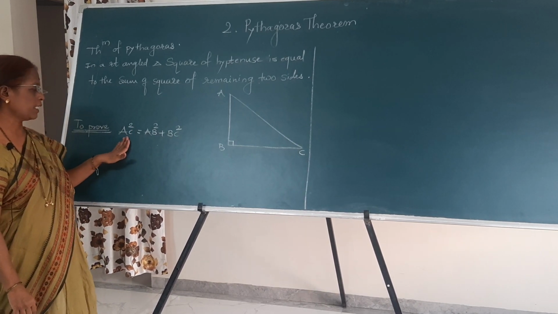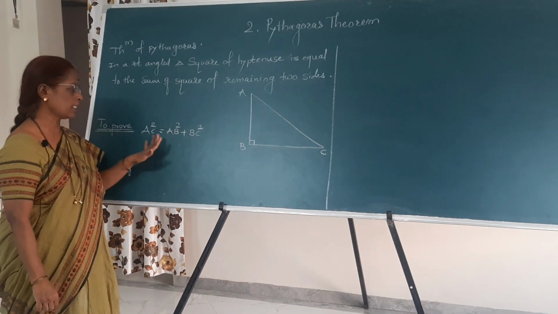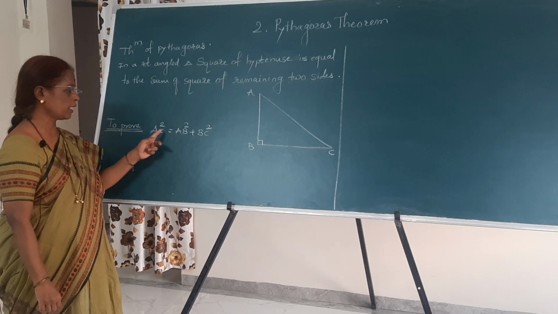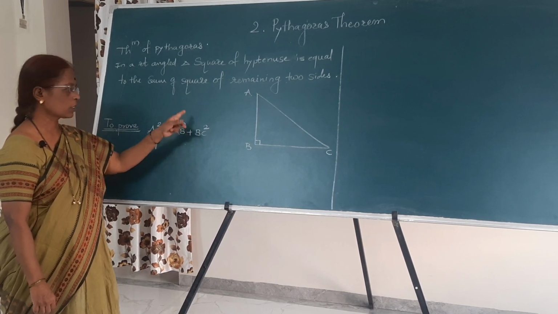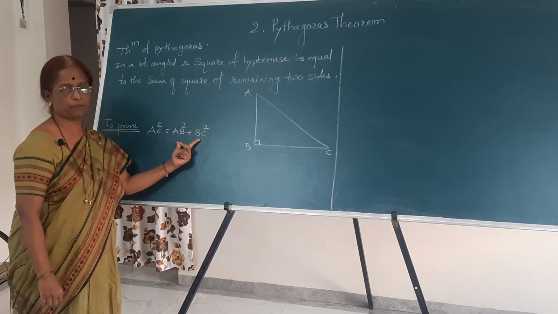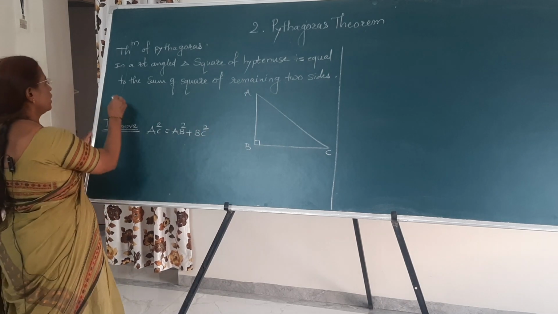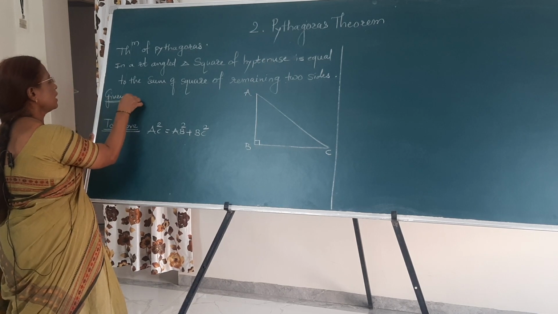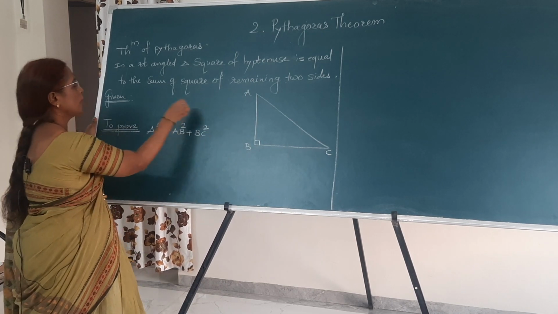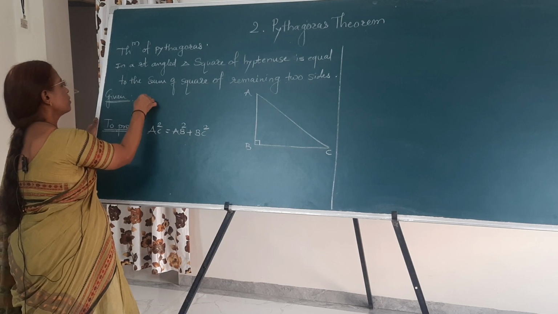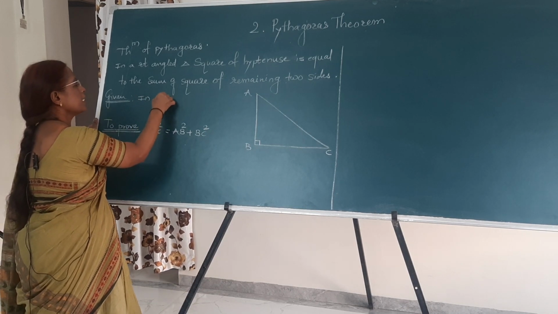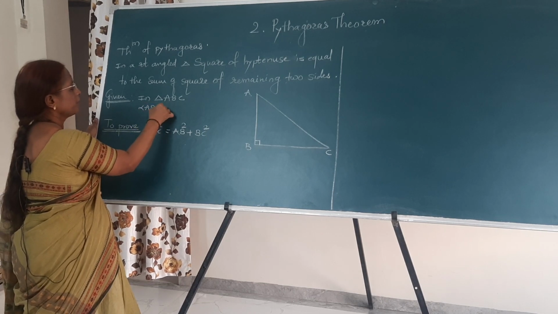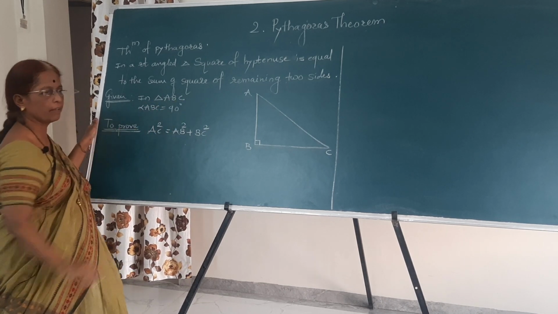So AC square is equal to AB square plus BC square. The hypotenuse square is equal to the sum of the squares of the remaining two sides of a triangle. So what is given in this theorem? In this triangle, what things do we see? It is the given. We see only the right angled triangle. So we will write: in triangle ABC, angle ABC is 90 degrees. This is the only given thing.